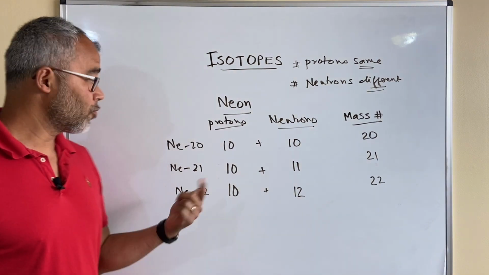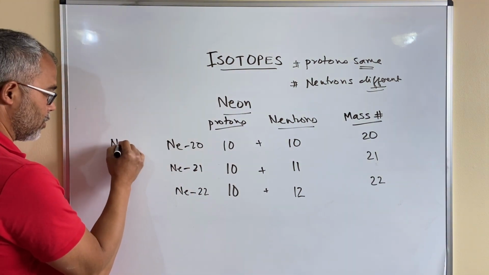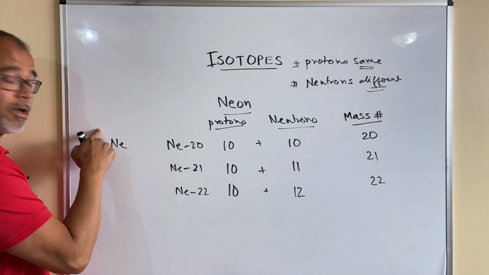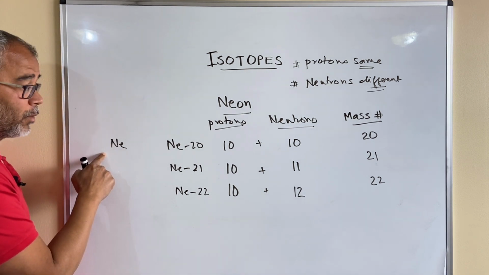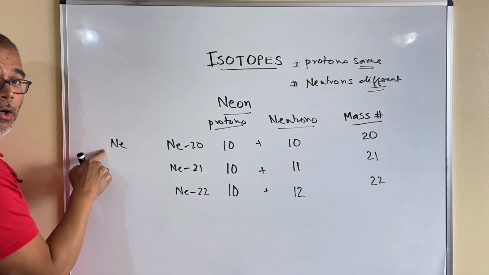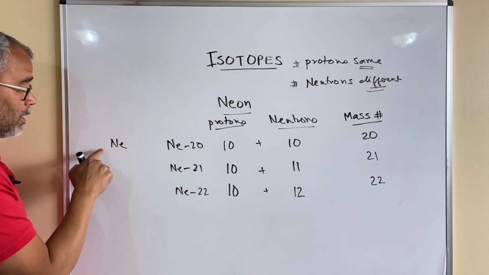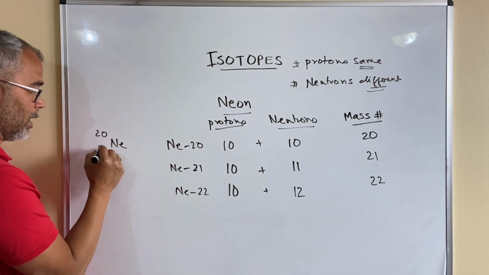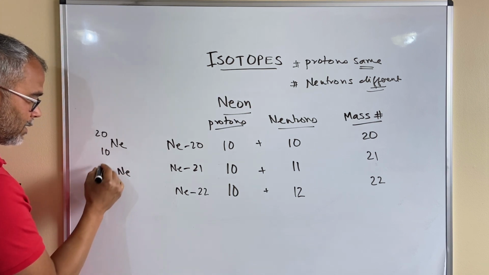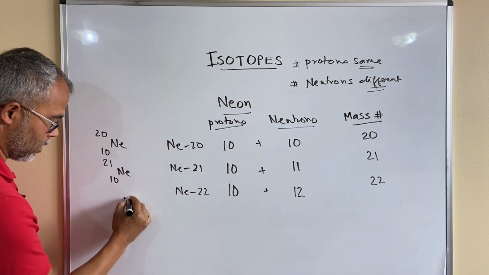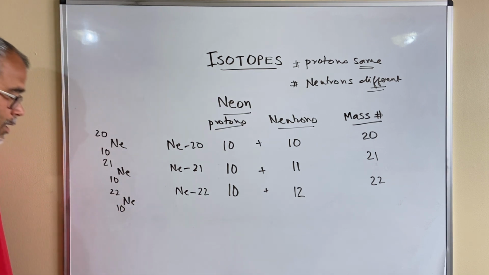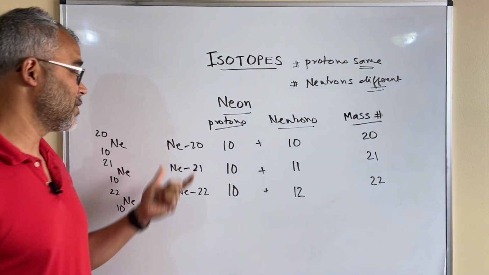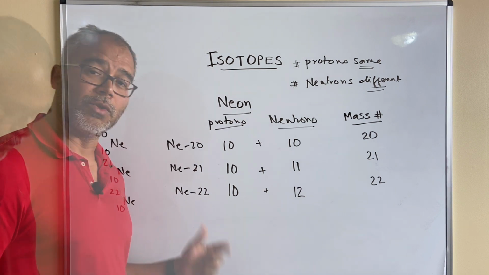There is another way to write these, okay? You write the chemical symbol and then you write the mass number on top and the atomic number, which is the number of protons, below as a subscript. So the mass number is a superscript, the atomic number is a subscript. The mass number in the first case would be 20, atomic number is 10. The second case would be 21 and 10, and the third case would be 22 and 10. So there's two different ways to write them. Usually, when we're talking about these different isotopes, we say neon 20, neon 21, neon 22.